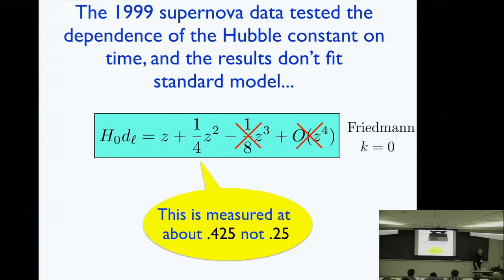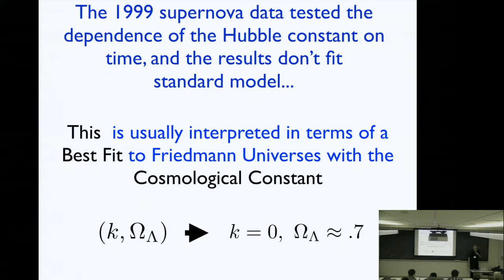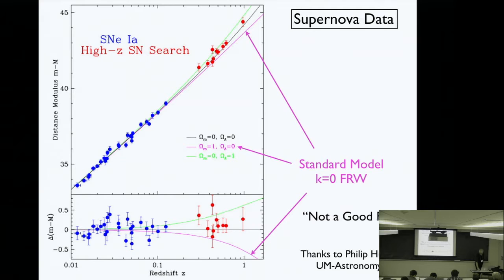Okay, so the best fit is k equals 0, omega lambda equals 0.7. That's the best fit to the data. We've been talking to an astrophysicist who helps us whenever we have trouble, Phil Hughes in U of M Astronomy, and he gave us this nice plot of the supernova data.